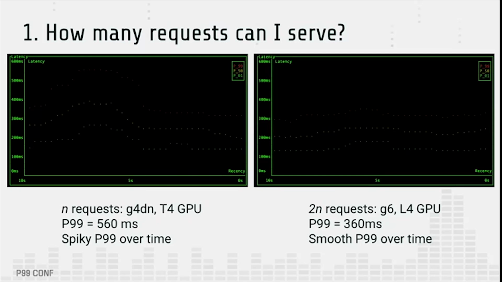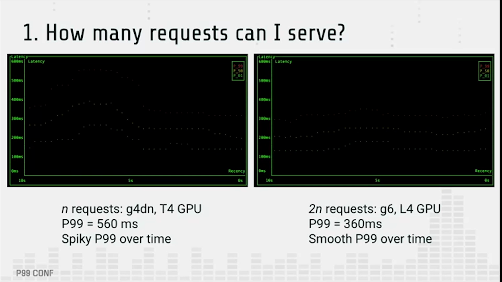And I've sent on the left N requests to this G4DN instance. And this is pushing the limits of this instance. P99 is 560 milliseconds, which is definitely on the higher side if you're trying to build a real-time application. And even worse, you can see that it's kind of spiky over time. It's fluctuating between more like 300 to 560 milliseconds. So that's showing that it's kind of getting to the upper limit of this instance.